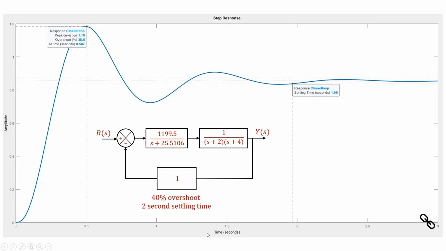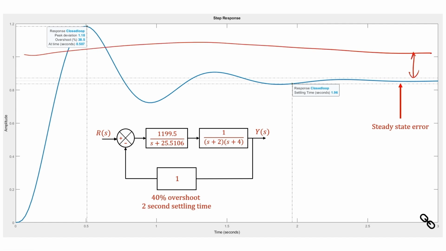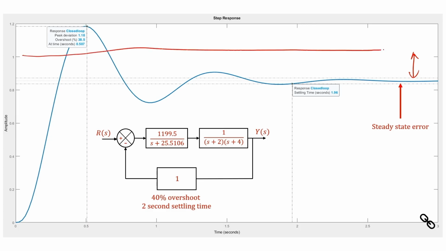But the issue is, look at the final steady state value. What is the steady state value here? You see the steady state value here is not 1. The step response is the response of the system when you give a unit step input. But you can see that in this case the output is not 1. So there is a steady state error here. If you draw a line here, this is the one line. We have not taken care of that.